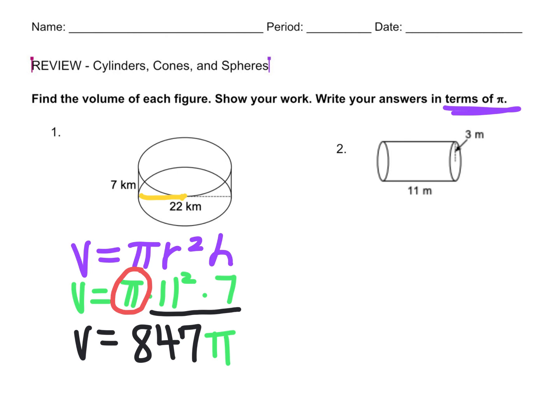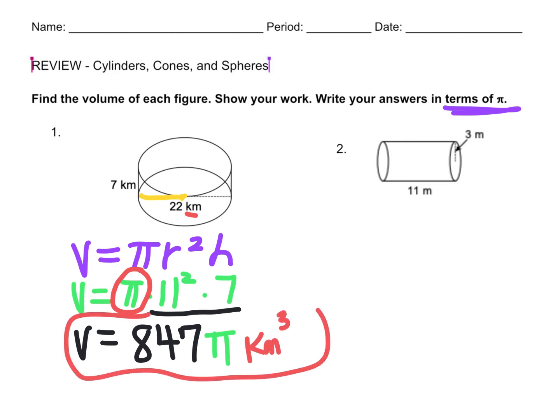That's it. Other than putting my label on here, this is kilometers to the third power, kilometers cubed. So in terms of pi, just don't calculate the pi and calculate everything else. Go ahead and try number 2.